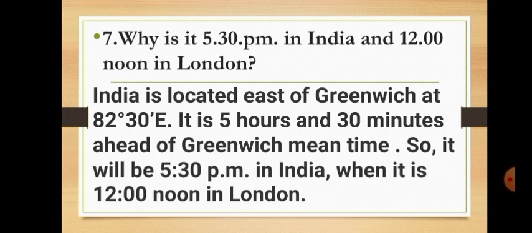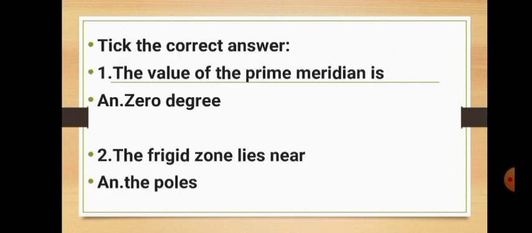The difference between Greenwich Mean Time and Indian time is 5 hours and 30 minutes. So it will be 5:30 p.m. in India when it is 12 noon in London.